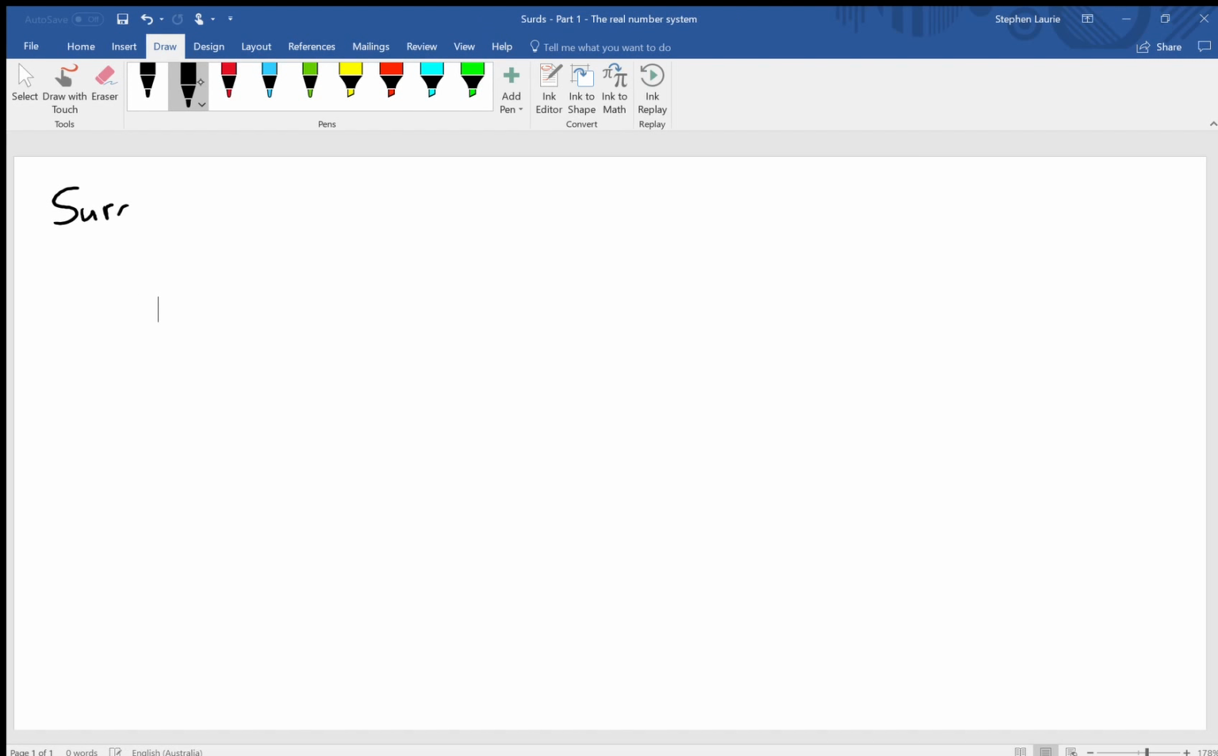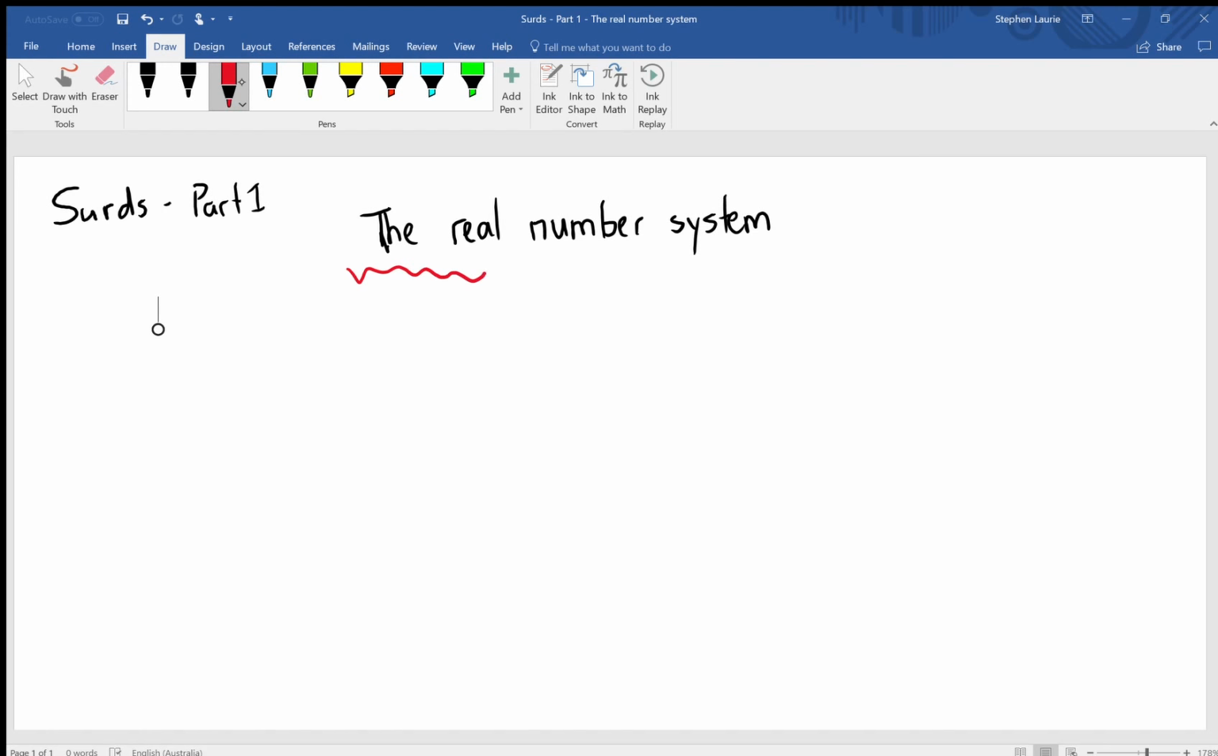Okay, so Surds, this is our topic, and today we're looking at part 1, which is the real number system. So that's our heading for today, the real number system. Now the real number system can be broken up into two parts. There are the rational numbers and the irrational numbers.